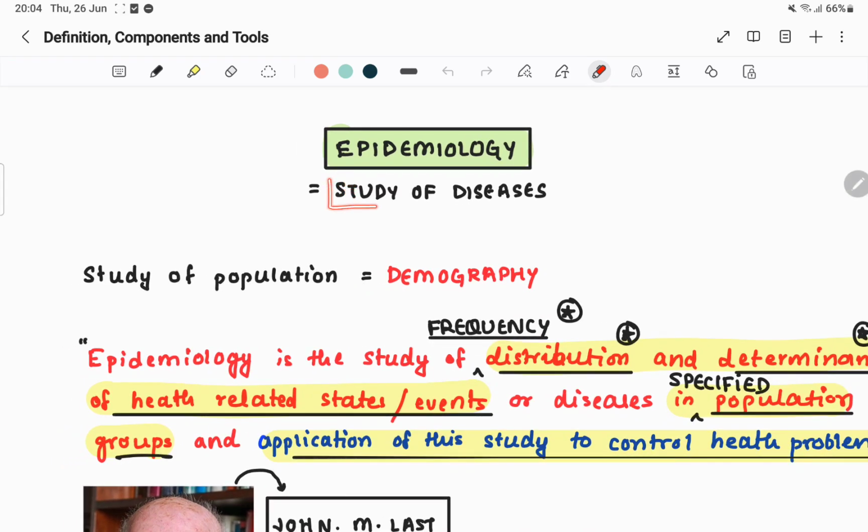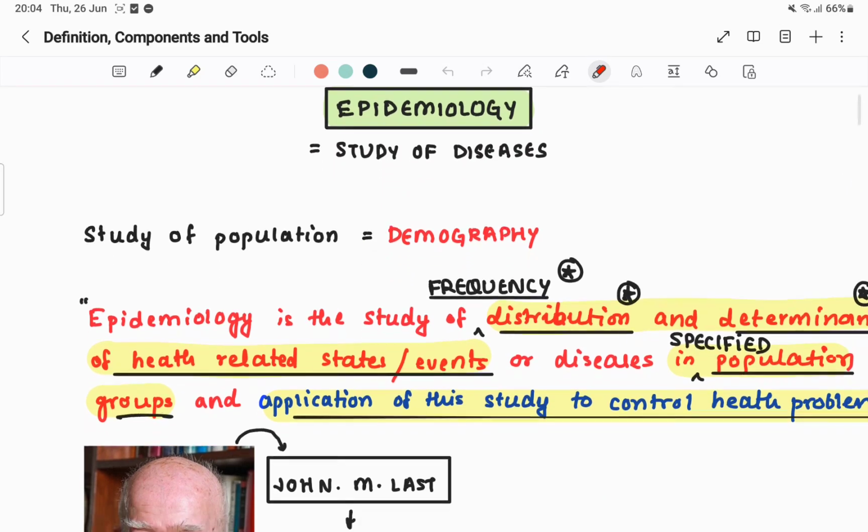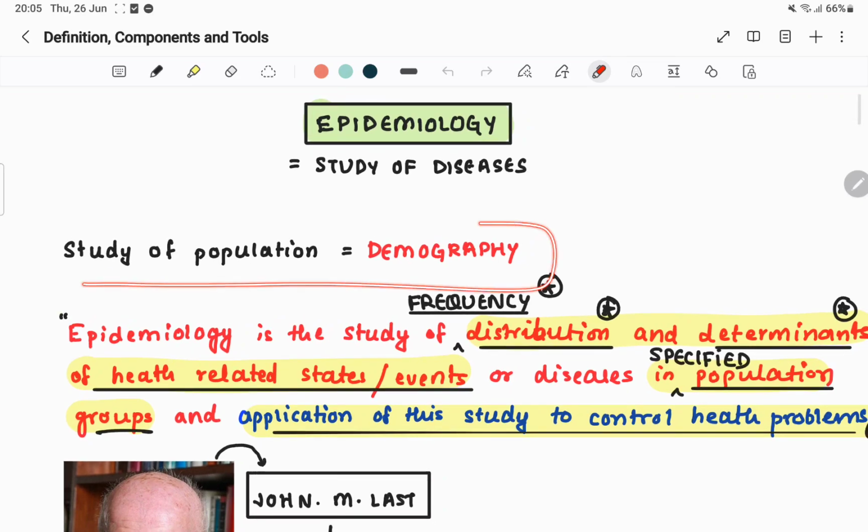In basic terms, the study of disease in all its aspects is epidemiology. The study of population is demography, whereas epidemiology means epi meaning upon, demos meaning people. It is above people, which means it is a broader concept. It's not only the study of population or people.